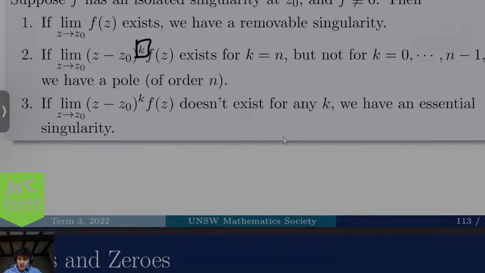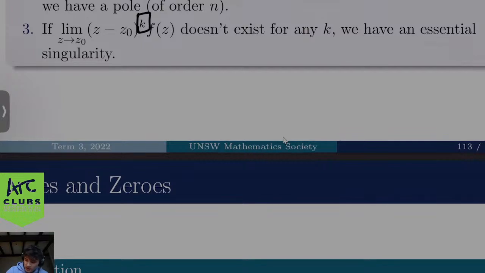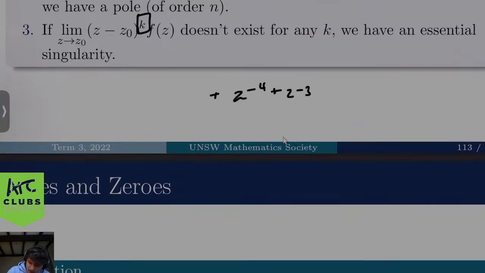And then the last one is that if it doesn't exist for any k, then we have an essential singularity. Again, you can think about that as if the powers run infinitely negative, then we can't multiply by anything to have entirely positive powers.